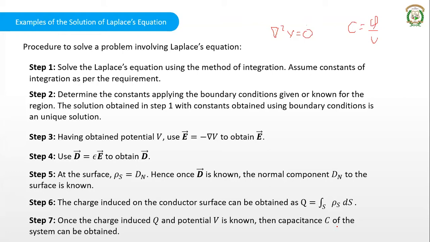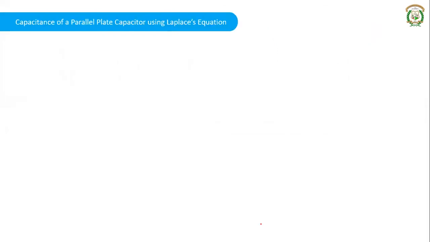So these are the steps which, if you follow, you can obtain the capacitance. First we obtain the potential, then the electric field intensity, then the surface charge distribution, then the charge induced, and then the capacitance. There are different types of capacitors. First, we will see a parallel plate capacitor.